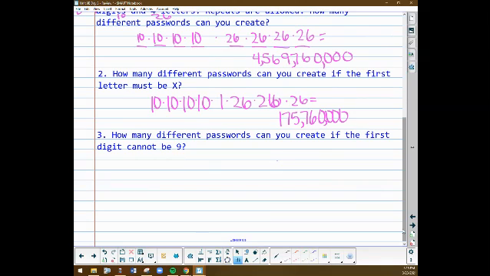Then lastly, how many different passwords can you create if the first digit cannot be 9? Well, that means I only have 9 options for the first digit. But remember, I can repeat, so then I still have 10 for the next 3. And then I can repeat for all of the letters. Okay, so let me see.